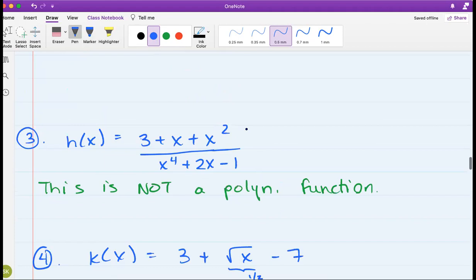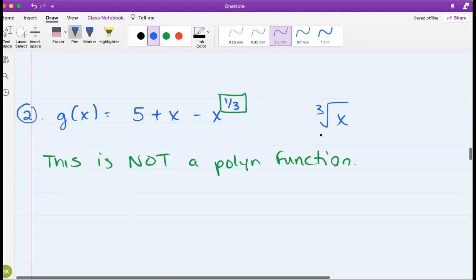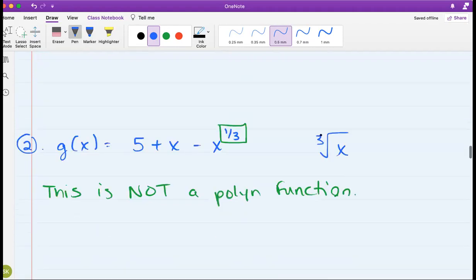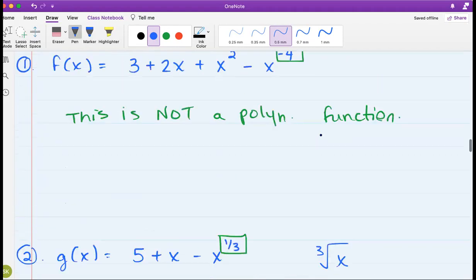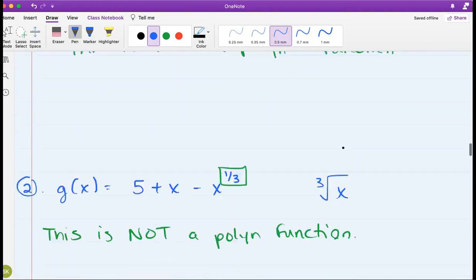And actually, this is the same thing as x to the 1/2. So this is kind of like the problem we saw right here, because we can write this as the cubic root of x. But yeah, so if you see fractions involving x's, if you see roots involving x's, and if you see negative integers, those are other examples. But that also corresponds to fractions, because x to the -4 is the same thing as 1 over x to the 4th. All of these things would imply you do not have a polynomial function.